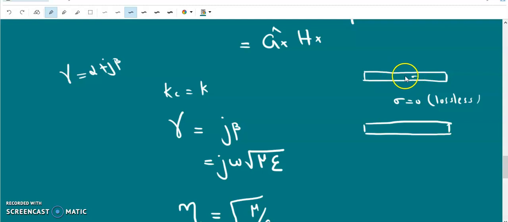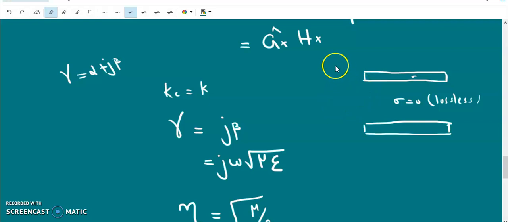Now we have to consider the boundary conditions to be satisfied at the interface between the dielectric and the conducting plates. The boundary condition here and the boundary condition here. So this is an interface between a conductor and a perfect dielectric, and this is also an interface between a perfect conductor and a perfect insulator. So for that we have to remember the boundary conditions at the interface between a dielectric and a perfect conductor.